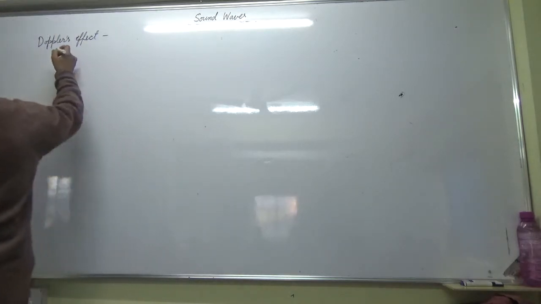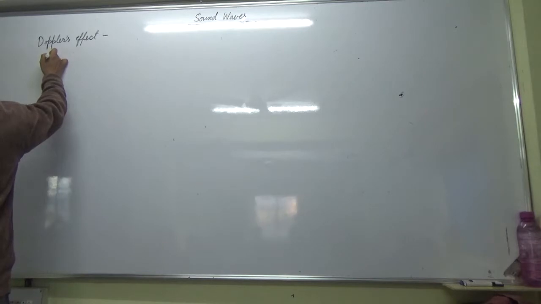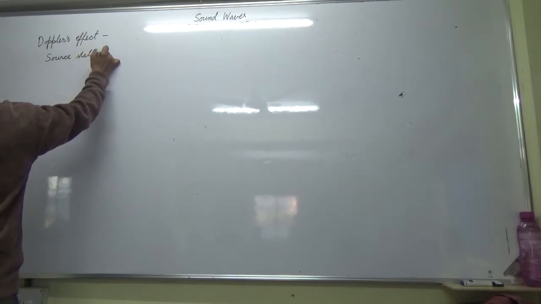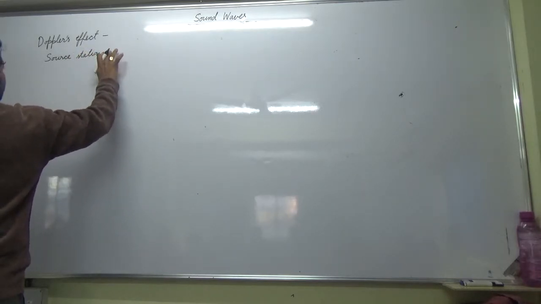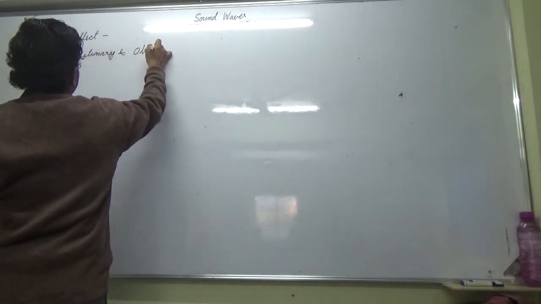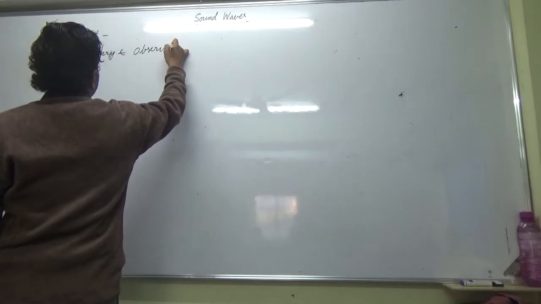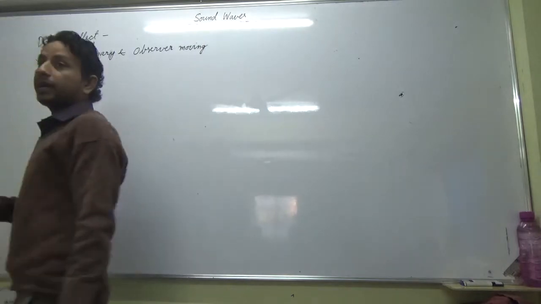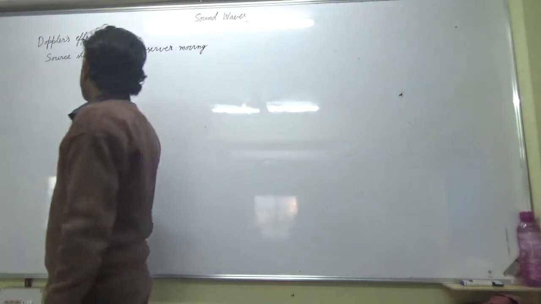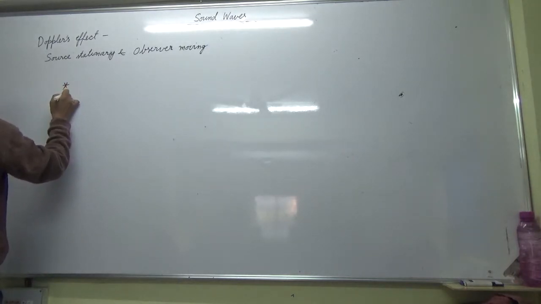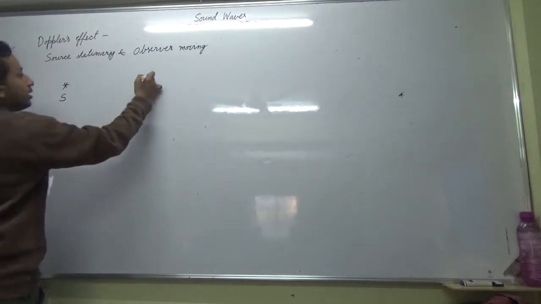So first we will see source stationary and observer moving. Okay, the source is stationary and the observer is moving. Suppose this is the source and this is the observer.